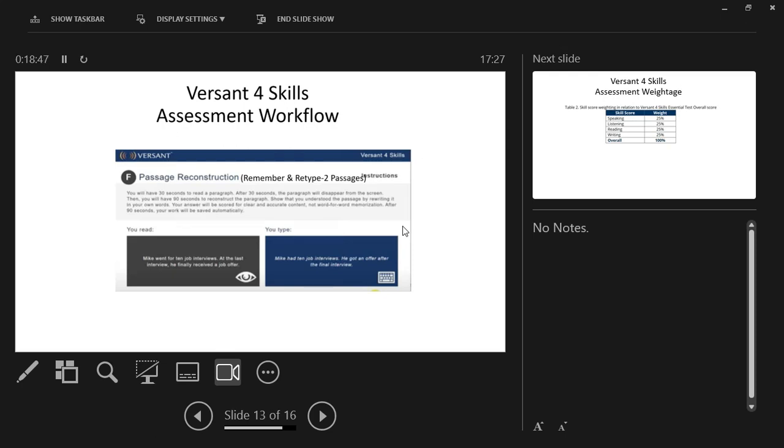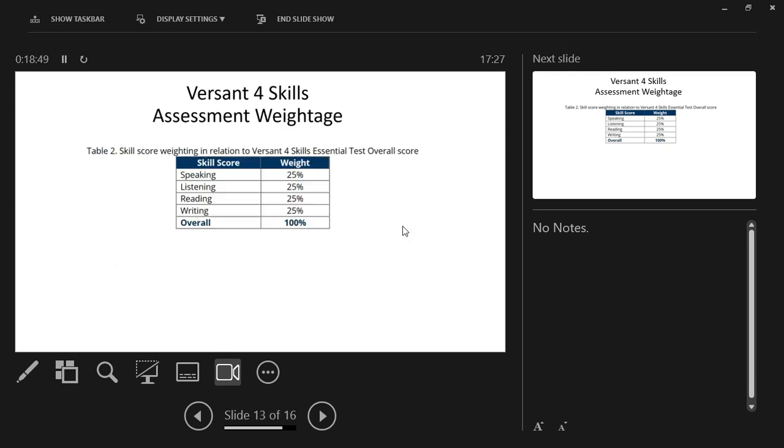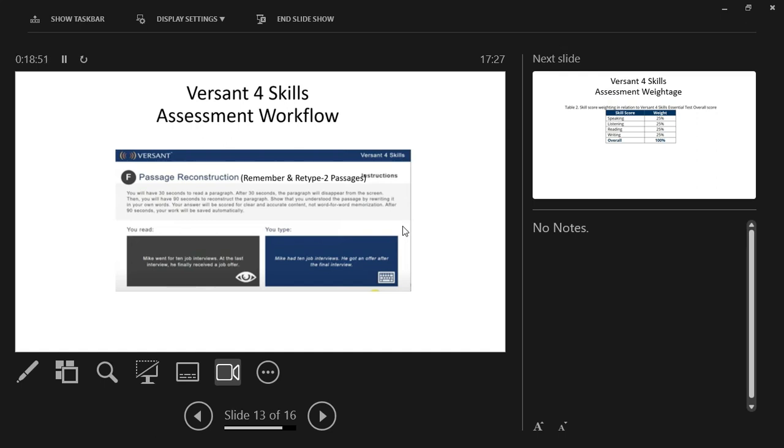The fifth and last module here is passage reconstruction. You will have 30 seconds to read a paragraph. You read a paragraph on the left side, which is about 4 to 5 lines, and then this paragraph will disappear, and then you type the same thing in your own language with punctuation.